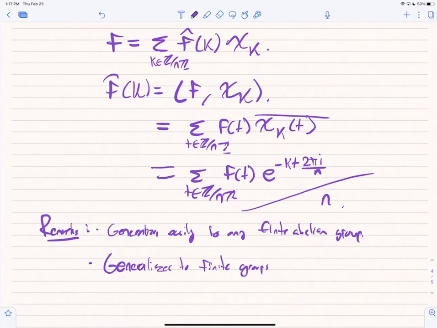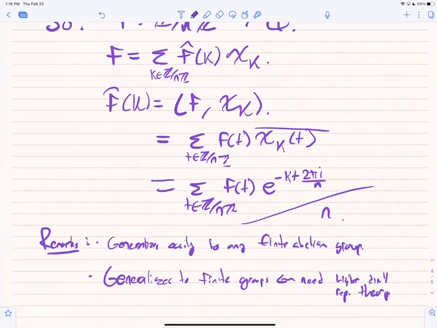But for finite groups, you can't look just at one-dimensional representations. You can't look at characters in this sense. So here you need higher dimensional representation theory. You need to think not just about how your group can act as symmetries of a one-dimensional vector space, but how your group can act as symmetries of a two-dimensional vector space or a three-dimensional vector space. But once you have that, you can give a generalization of this Fourier decomposition. Okay, so that's a couple of remarks.